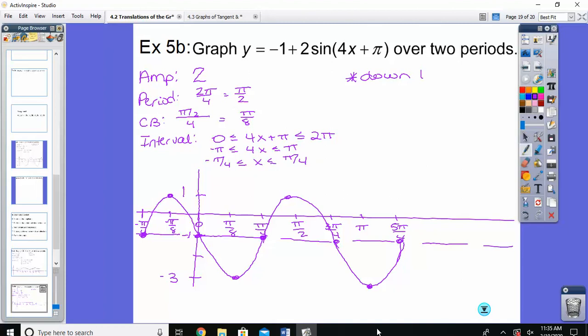Did I start adding pi over 4? I did. I added pi over 8 until I got to here, and then I started adding pi over 4 for my points, didn't I? So those are off. Thank you. We're adding pi over 8, so this would be 3 pi over 8, pi, 5 pi over 8, and 6 pi over 8 would be 3 pi over 4. Is that better?